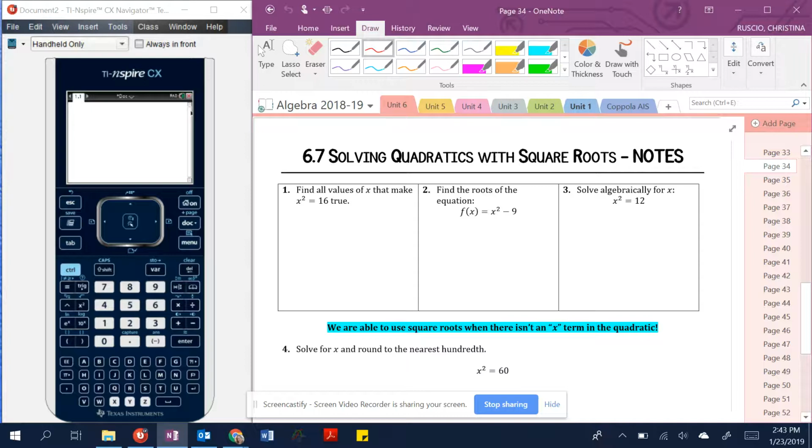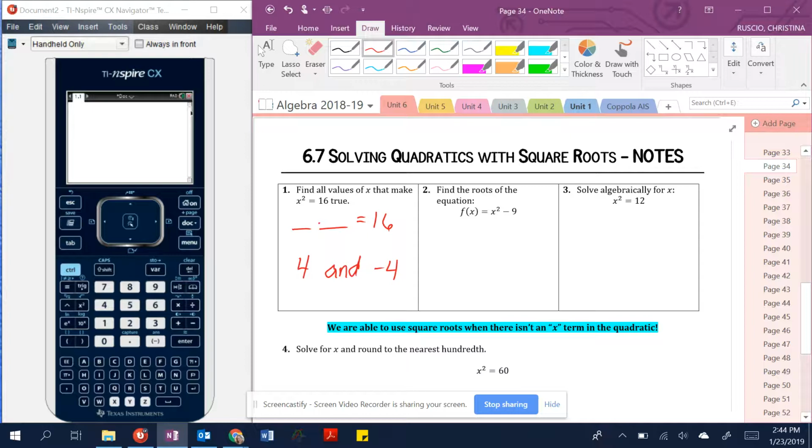Okay, so what number times itself equals 16? A lot of you would say it's 4, but I would challenge you and say, I think it's 4 and negative 4. Because 4 times 4 is definitely 16, and a negative times a negative is a positive. So negative 4 times negative 4 is definitely also 16. So 4 and negative 4 are the winners.